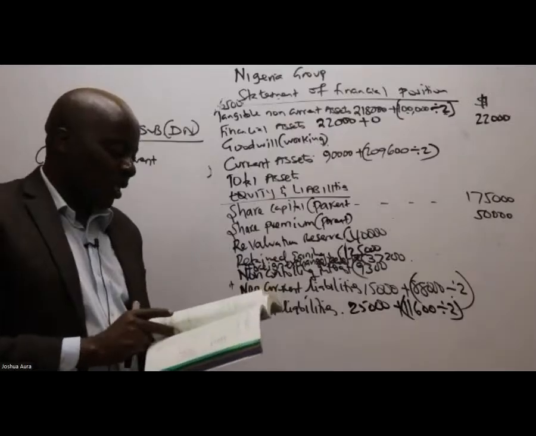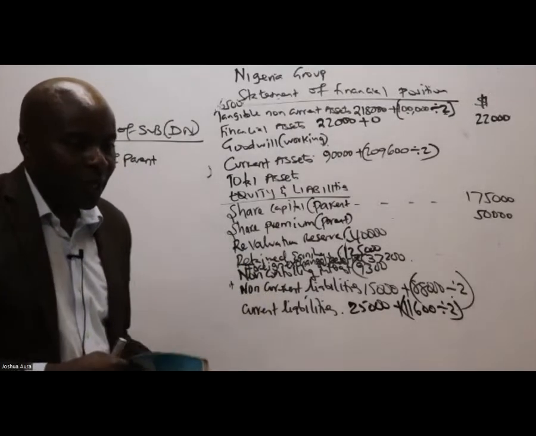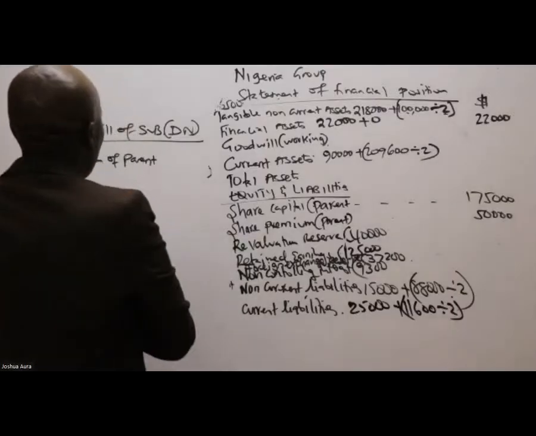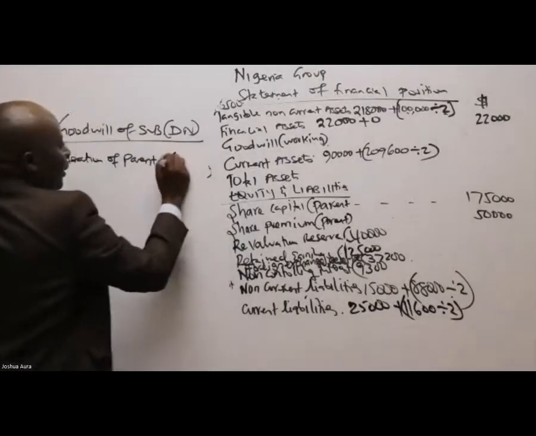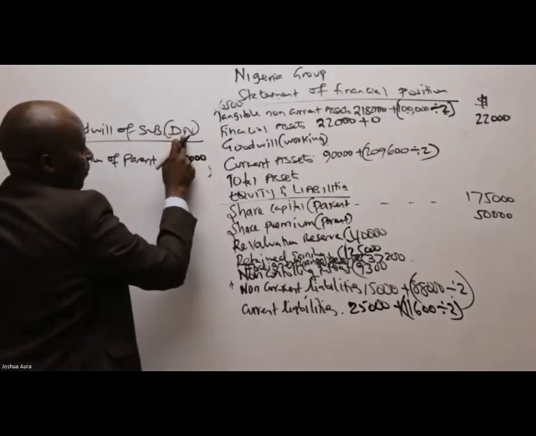They're not talking to me. Perhaps they don't have the question. So Mary tells me the parent paid 400,000. And this has to be in terms of the DNs.